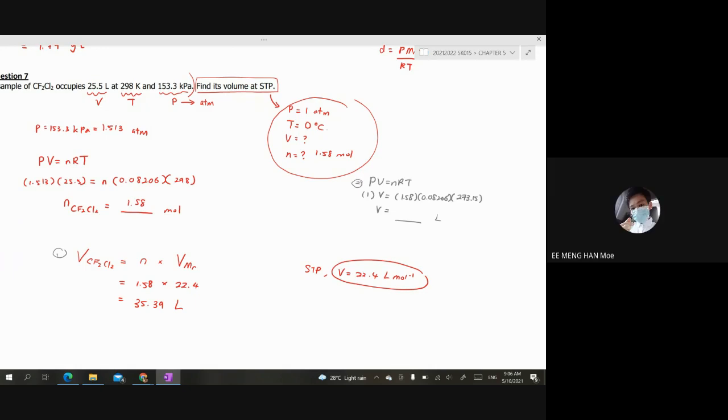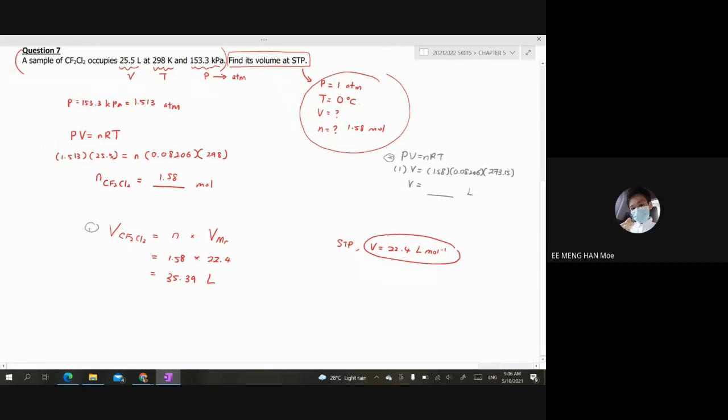Madam, for this question, can we use the combined gas law? Because I get almost the same answer. If you want to use combined gas law, can, no problem. Because the number of mole is the same for both. So for number of mole, you can cancel off. So you can use combined gas law as well. Okay, so that means you use the PVT for the first set and then PVT for another set. So find the second volume. No problem.